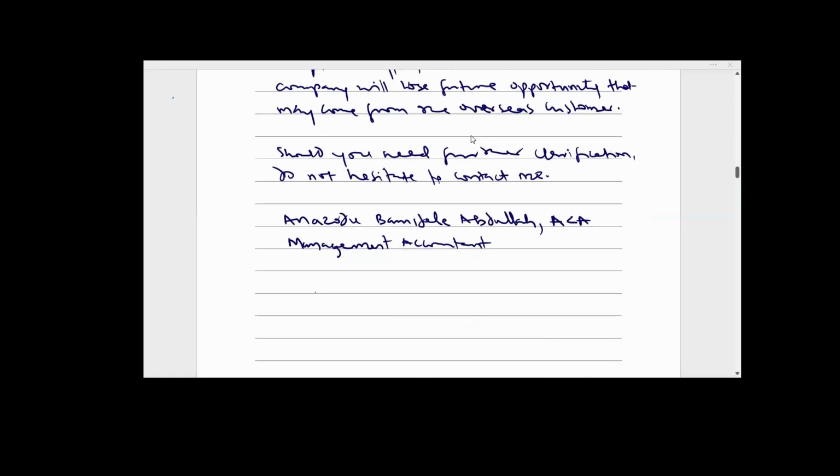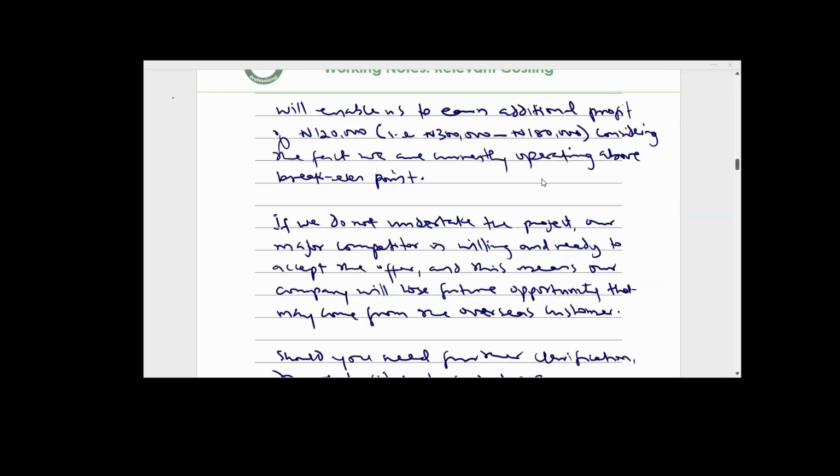One is about the memo, from the beginning of the memo. So from the beginning of the memo.